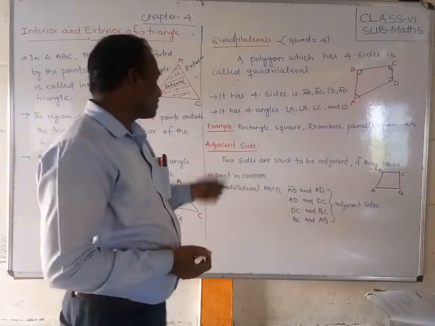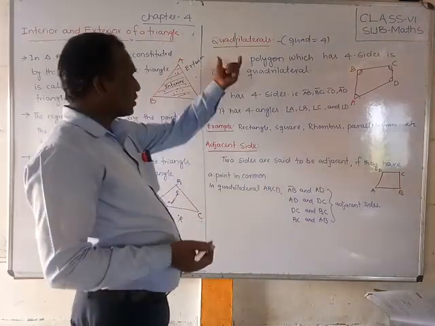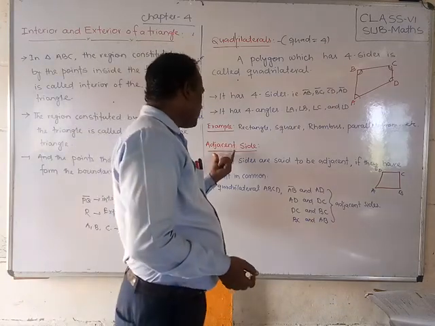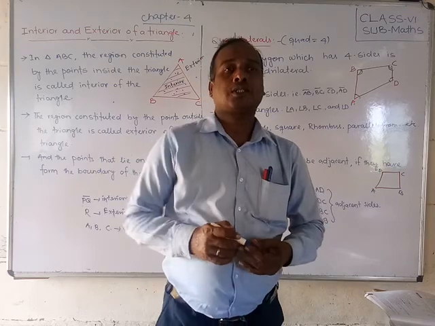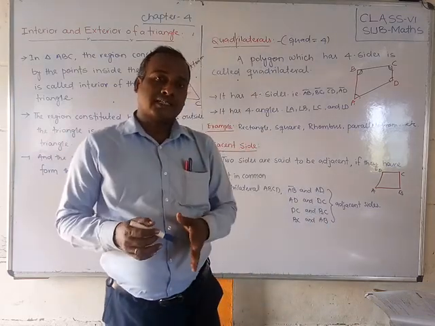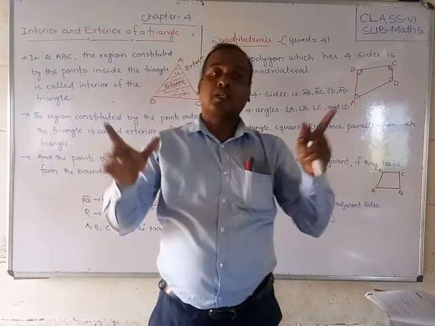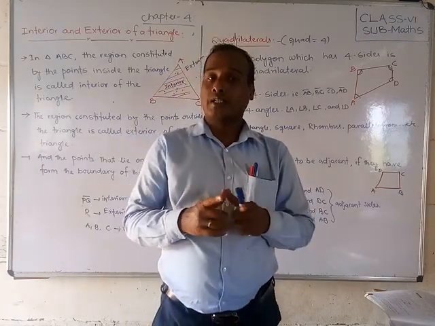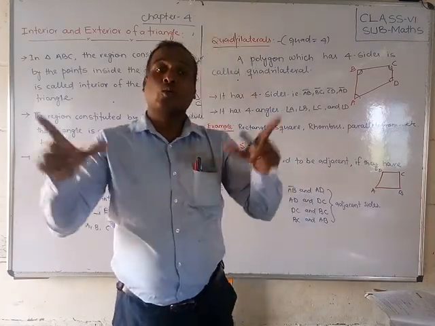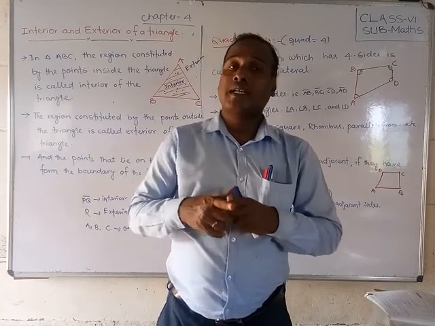Next we will discuss things related to the quadrilateral. What is an adjacent side? Adjacent sides, what is that? Students, adjacent sides means two sides having a common point, like rays. Already I have told you how an angle is formed: if two rays have one common point, then an angle is formed.